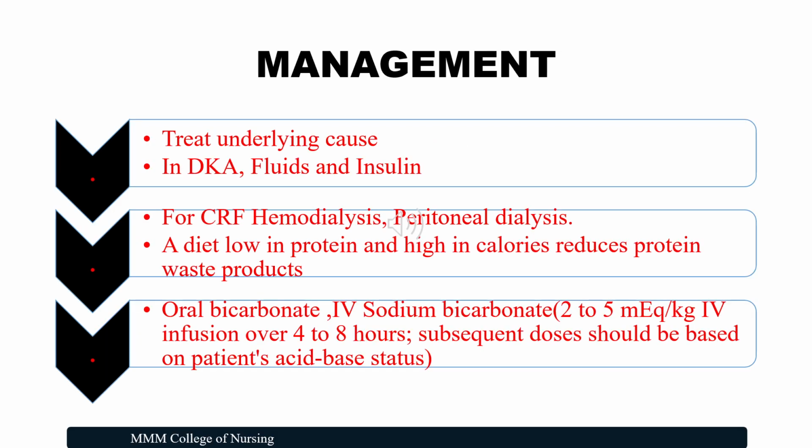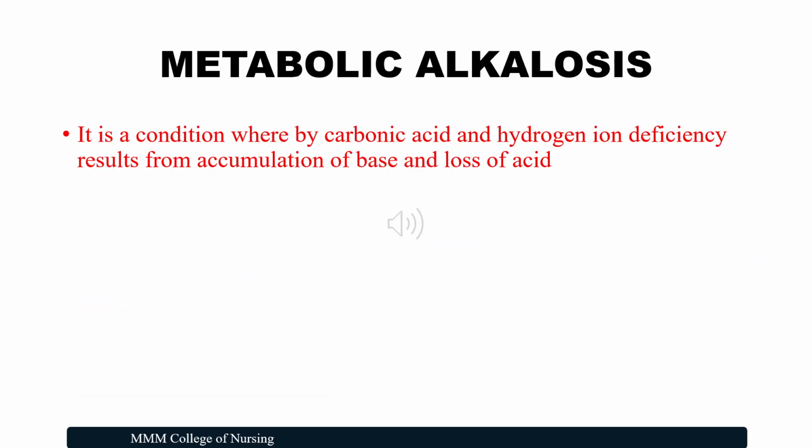Coming on to management, we have to treat the underlying cause. In a case of diabetic ketoacidosis, we can go on with fluids and insulin. When there is a patient with chronic renal failure, we can go on with hemodialysis or peritoneal dialysis. We can prefer a low protein, high calorie diet which can reduce the protein waste products. Oral bicarbonate and IV sodium bicarbonate, 2 to 5 milliequivalent per liter, can be infused over 4 to 8 hours, and subsequent doses can be based on the patient's acid base status.